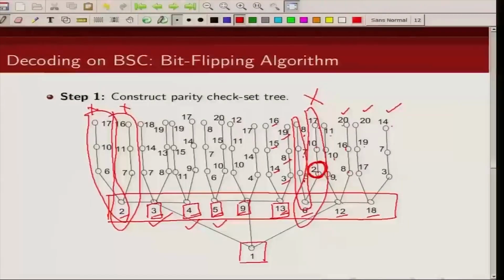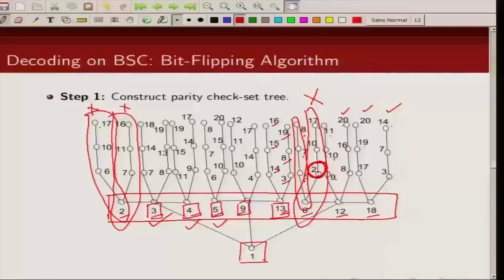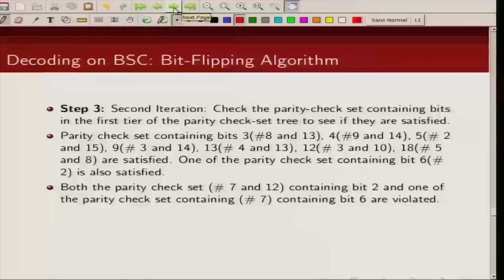So what we can see is the parity check sets involving 2 are not getting satisfied, because here there was 2, here there was 2, here there was 2. Two of them are not getting satisfied, and the third one is this one, which involves 1, 2, 3, 4. This is getting satisfied. This is also not getting satisfied, because 1 was corrected, 3 and 4 are correct, so this is also not getting satisfied. So what we notice is parity check sets containing 2 are not getting satisfied.